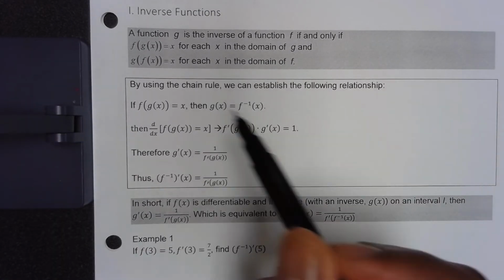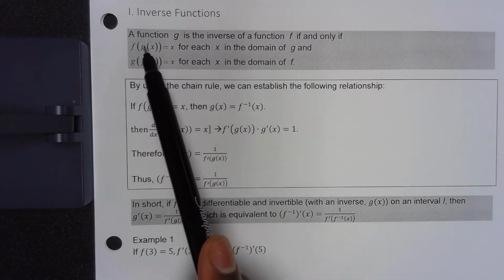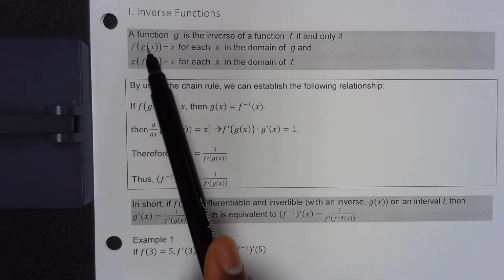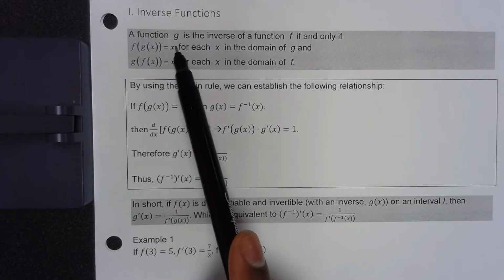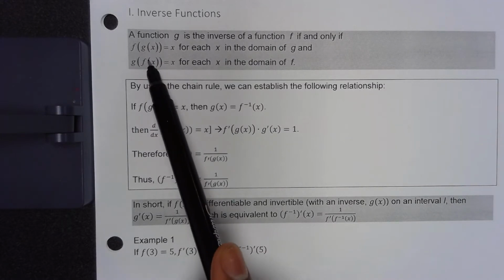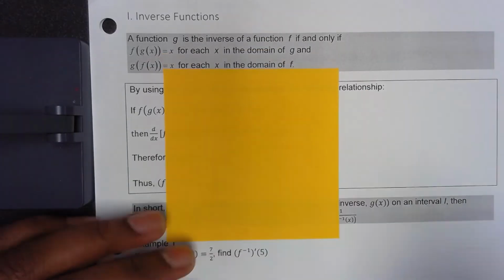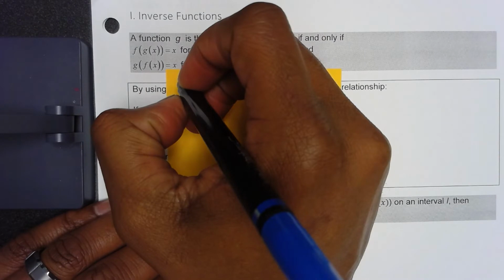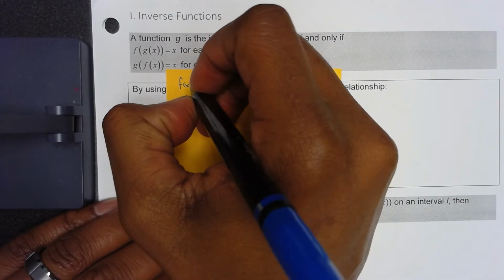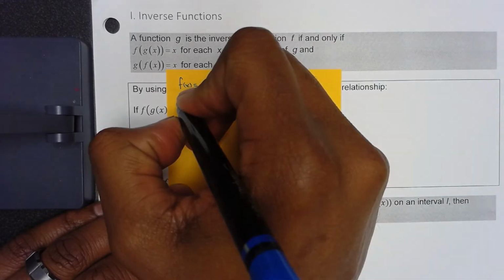So you should have learned in functions analytic geometry that a function is an inverse if you substitute it into another function and then you get x. And you should be able to flip this process where no matter which function goes into the other, you always end up with x.